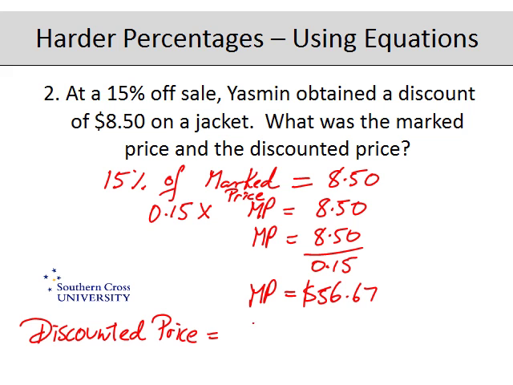So then to obtain our discounted price, because that's only the marked price, the discounted price must be our marked price, which is $56.67, subtract our discount, which we already know is $8.50, so that must come out at $48.17. Which is a strange amount, but that's the way the maths worked out.